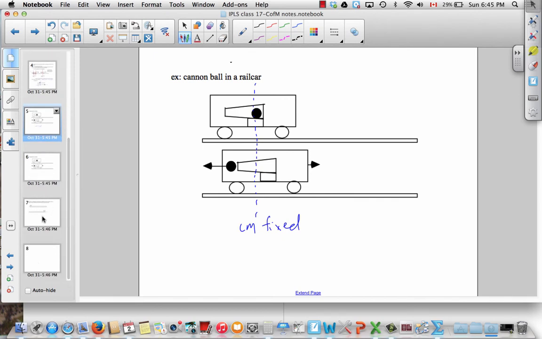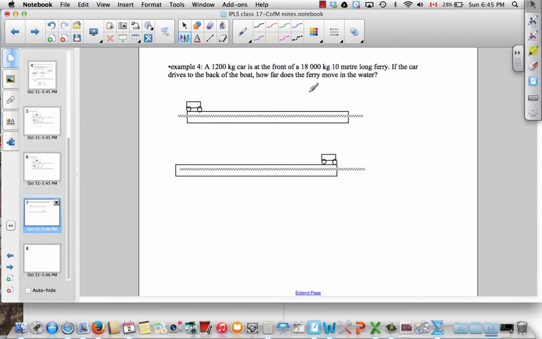Now, here's an interesting example that you can probably only solve easily using the concept of center of mass. If you've ever been in a canoe, you know that if you stand up at the back and walk to the front, not only do you move, but the canoe moves as well. That's because you're exerting a force on the boat, and that's going to cause it to move backwards in the water.